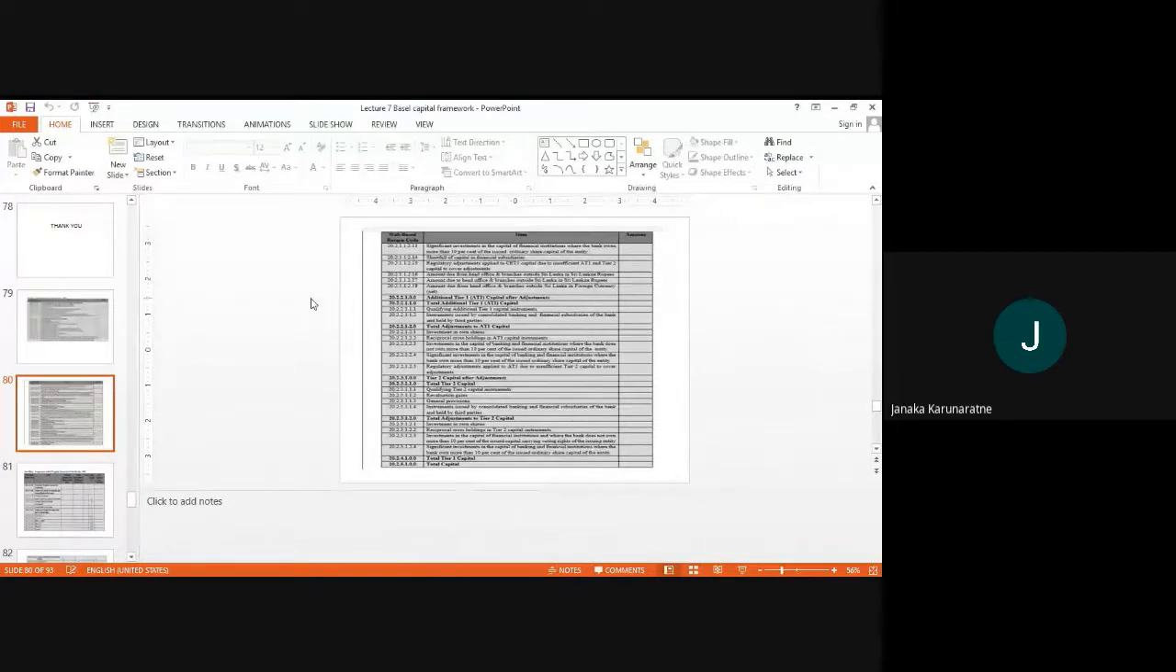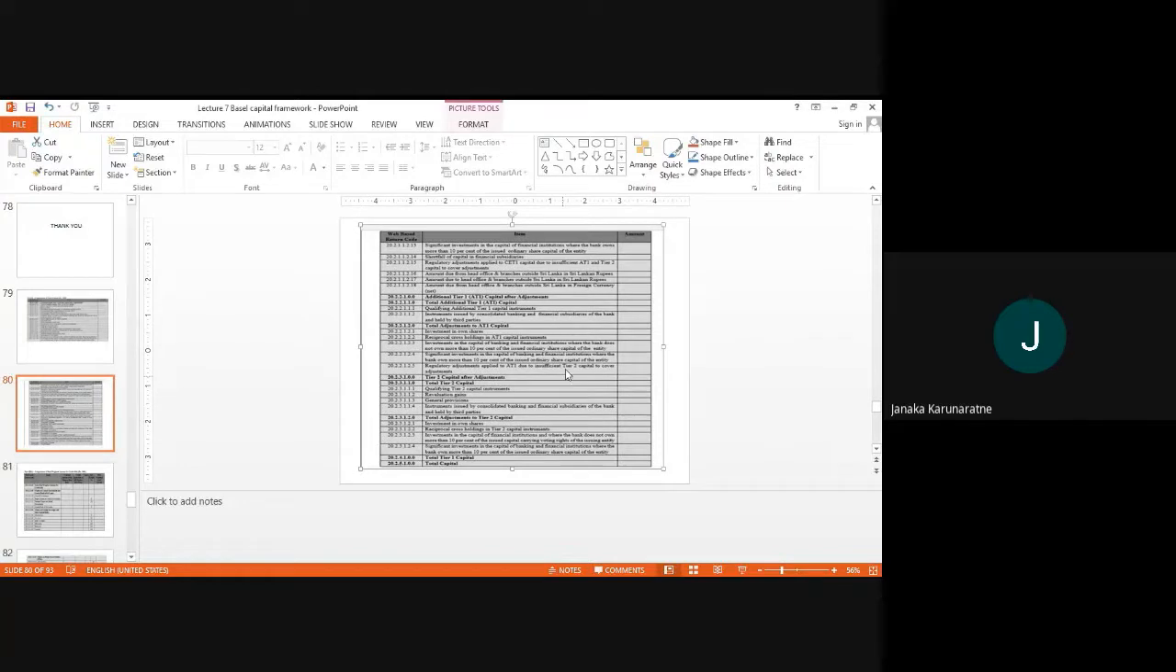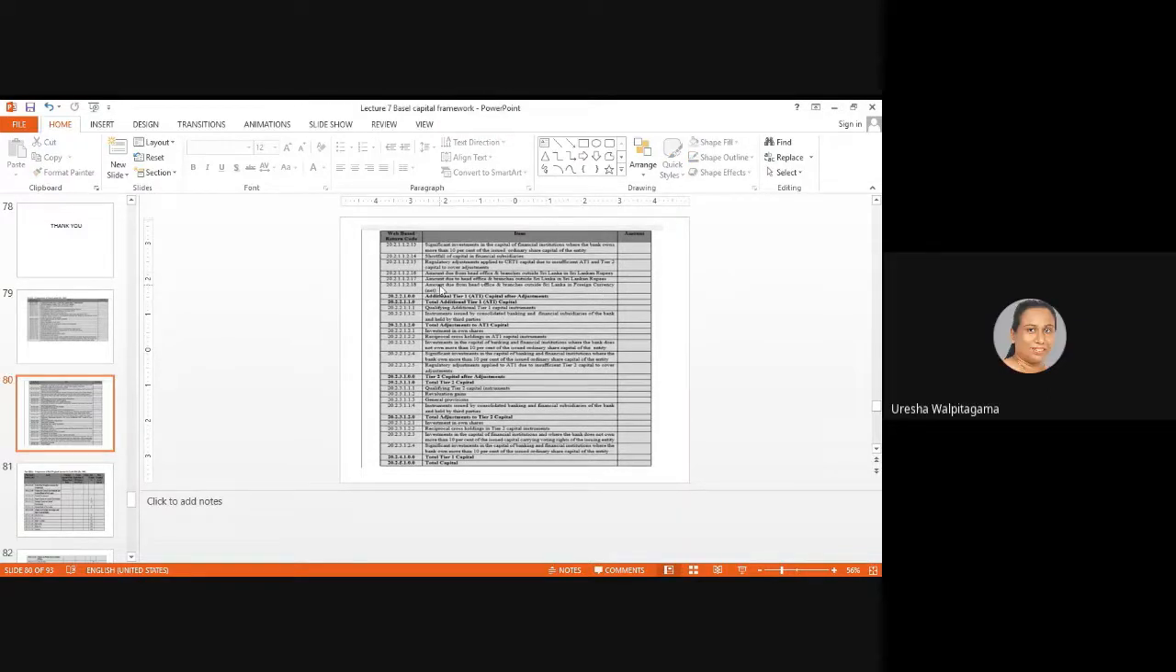Okay, if you look at the middle of it, you will see additional tier 1 capital, under line item 20.2. So if you look at additional tier 1 capital, it says what are the elements qualifying as additional tier 1 capital instruments: instruments issued by consolidated banking and financial subsidiaries of the bank and held by third parties. So it again specifies the capital elements eligible for additional tier 1 capital, and also certain adjustments it has suggested.